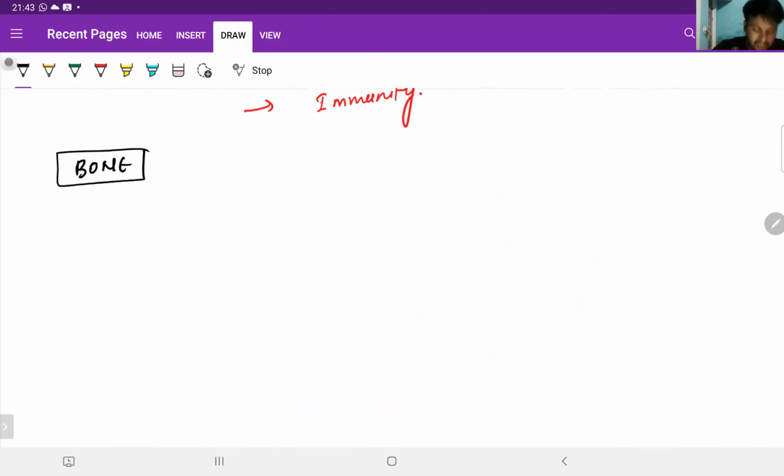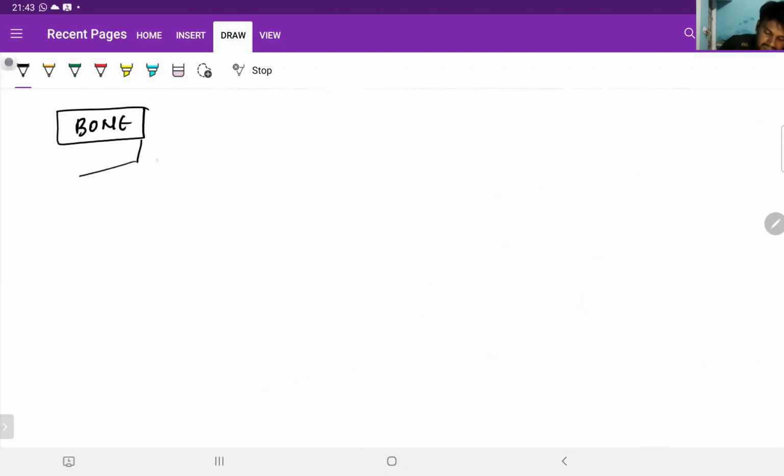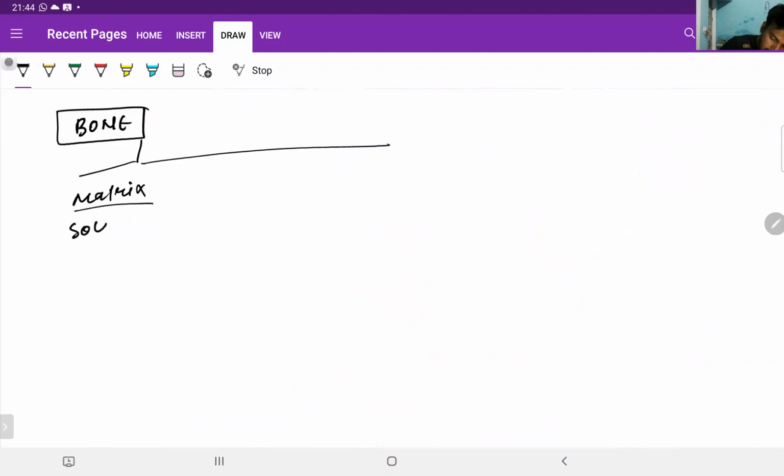Bone is a very solid form of connective tissue. So the cells and the matrix, right? When I talk about the matrix, it is solid, and it is made up of calcium and phosphorus. There are many other things, but at your level, calcium and phosphorus is enough.